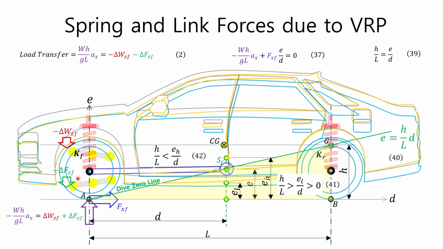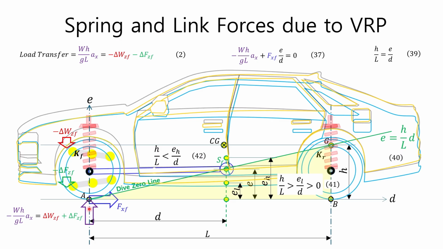Conversely, lowering the virtual reaction point increases the vertical dynamic load through the spring, delta WZF, while decreasing the vertical dynamic load through the suspension links, delta FZF. We will examine the physical implications of this through equations and figures.